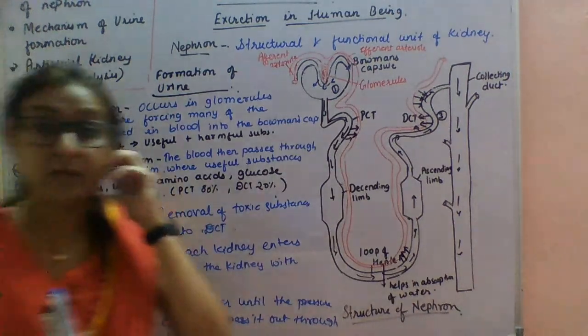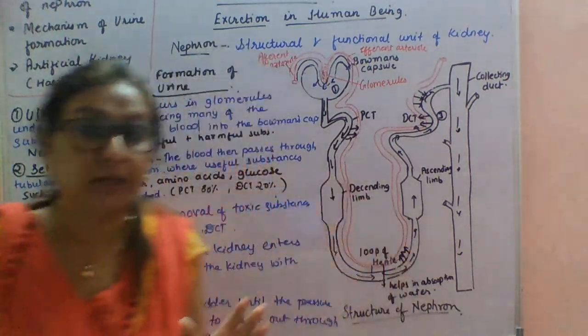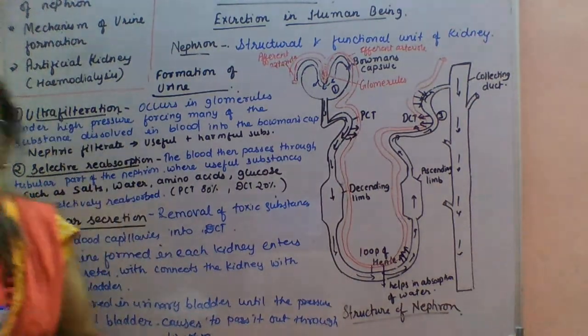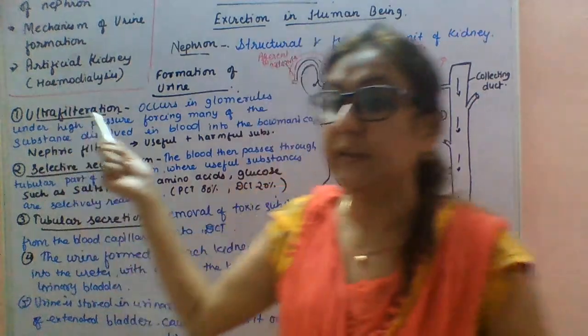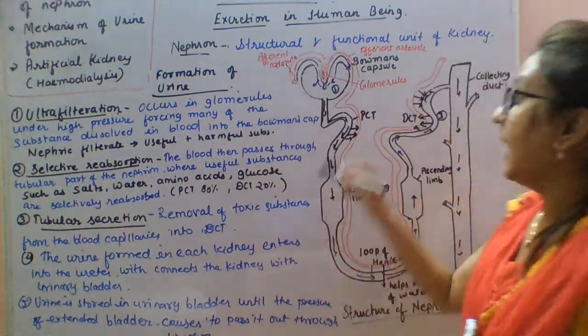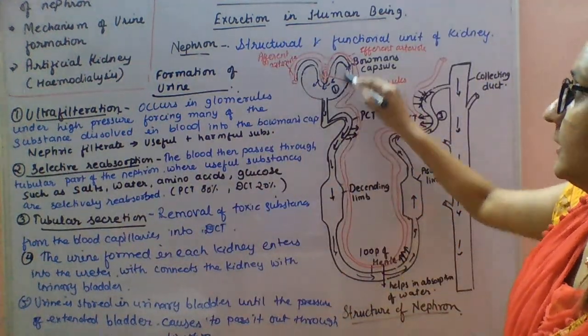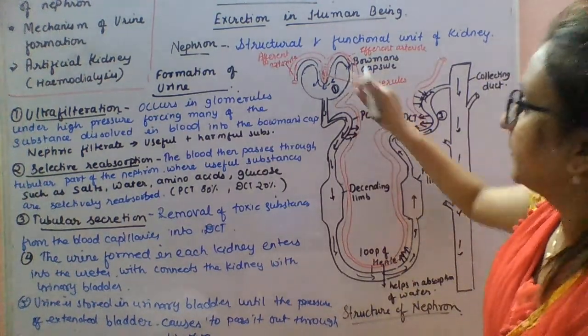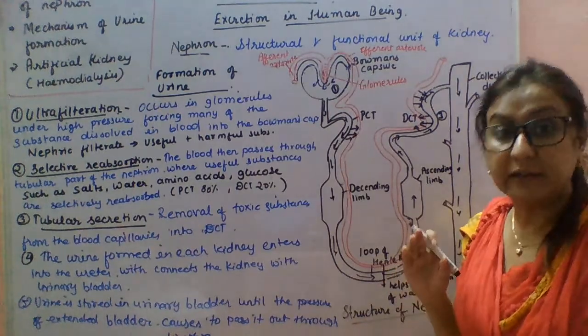Okay students, now we will learn the formation of urine. So there are steps. First is ultrafiltration. So what is ultrafiltration? Ultrafiltration occurs in this region, that is in the Bowman's capsule. Here I am writing one. This is the Bowman's capsule. Here the ultrafiltration occurs.